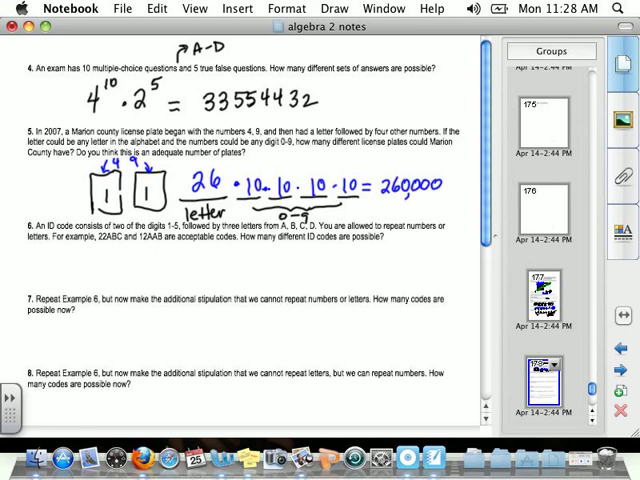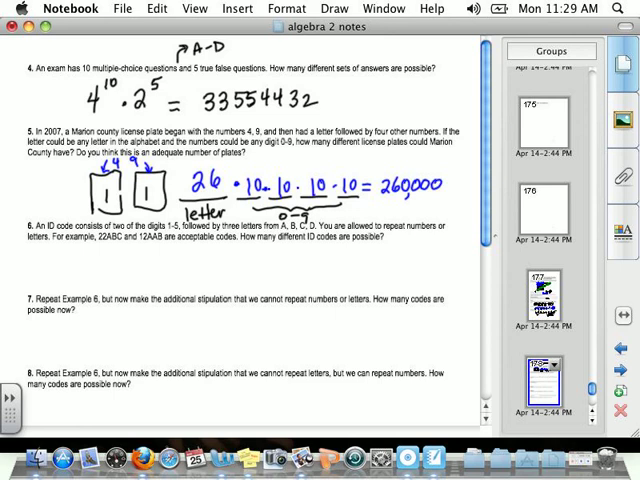Okay, was that enough for Marion County? Nope, there's a lot of people in Marion County. There's definitely more than 260,000. Like a million? I don't know. We should look up the population. We'll look it up at the end of class, but it's definitely more than 260,000. So that means that there wasn't enough.